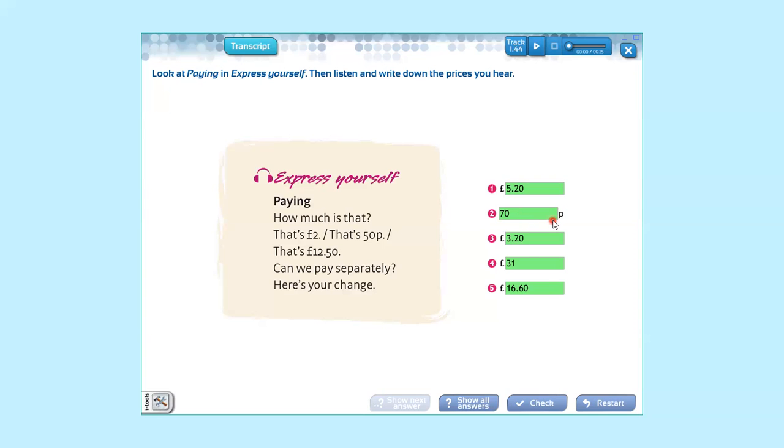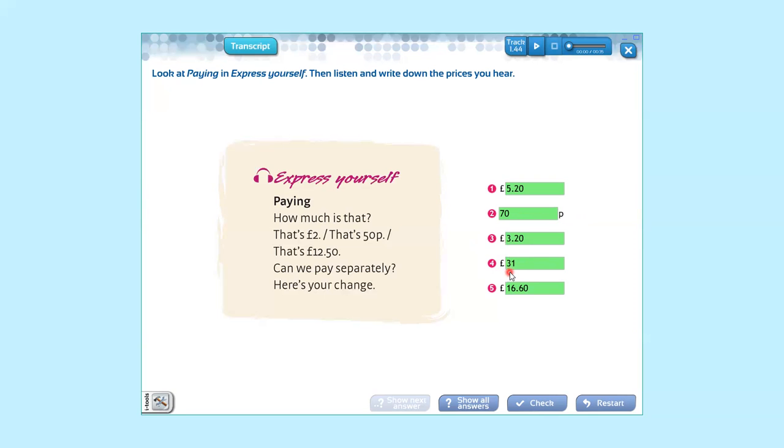Number 3, continue. 3.20, no, pounds. Pounds, did you see? 3 and 20. Some people say 3 and 20 cents. That is also used. It's also correct in this case.